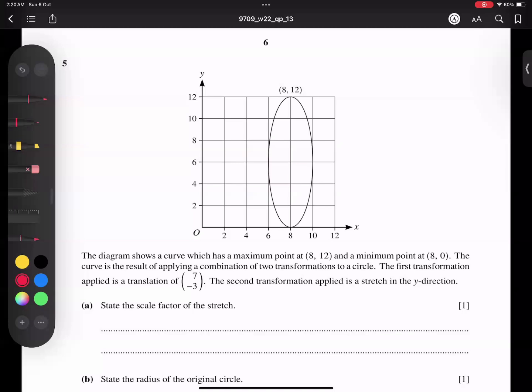There's another question, students. We have October 2022, 13th variant. What a question he is asking here: there is a point of maxima (8, 12) and a point of minima (8, 0), and a combination of two transformations on a circle. He mentioned a circle. The first transformation is a translation by (7, -3). The second transformation is a stretch parallel to the y-axis. State the scale factor of the stretch.